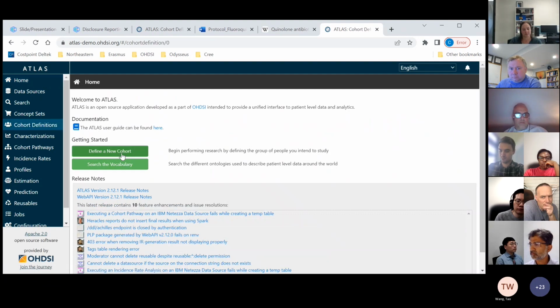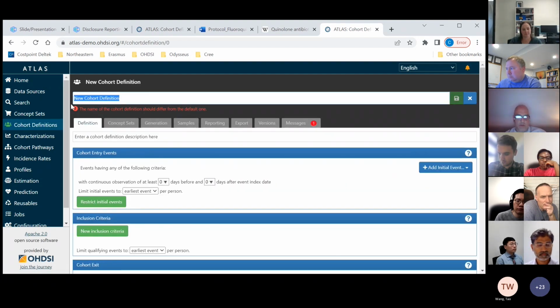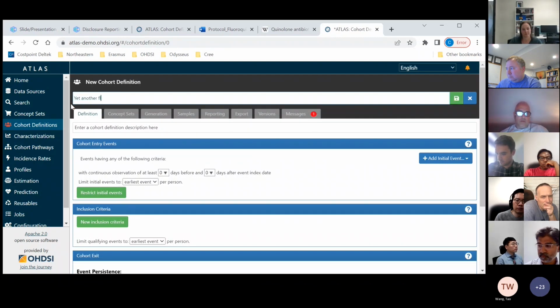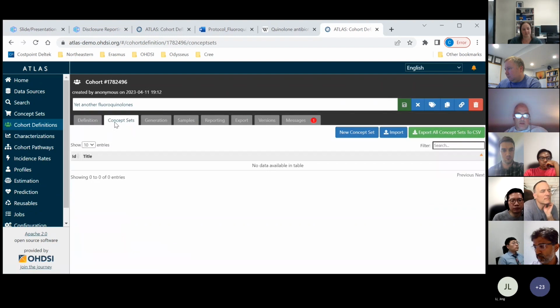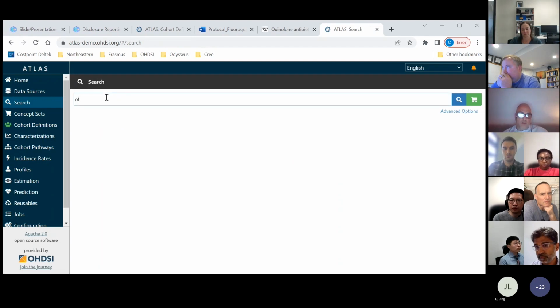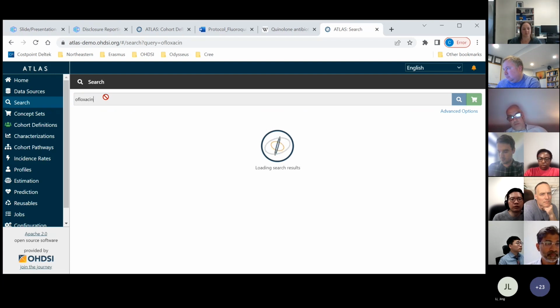Define a new cohort. Of course, already have it. We're going to do yet another one, fluoroquinolones. It's Atlas. Keep saving. Keep saving. It's a good idea. Okay. Concept sets. We need to find concept sets for the ingredients of fluoroquinolones. We have the name. We just start searching. Ofloxacin. And then we have to go in and keep doing this, right? And list until we have the whole list.